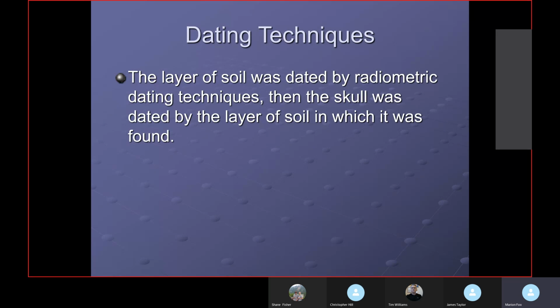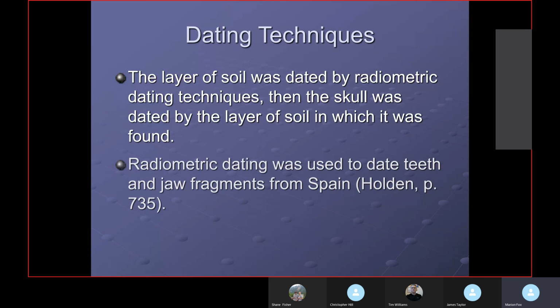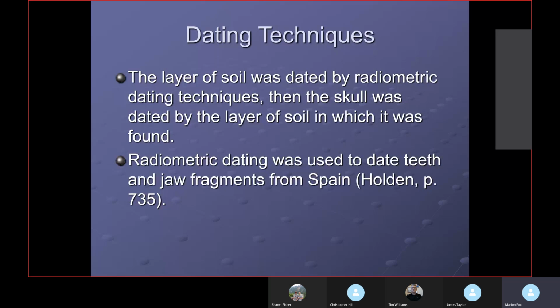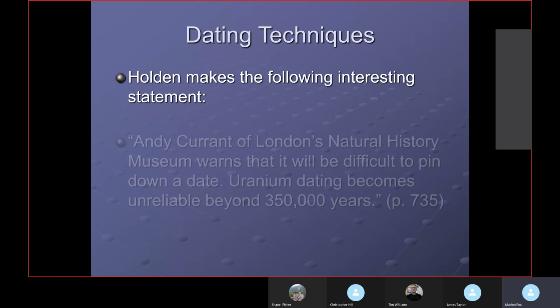And again, it could have been put in that soil on purpose later, at a later time. Radiometric dating was used to date the teeth and jaw fragments from Spain. And so we have fragments of people in Spain. Holden makes the following interesting statement.